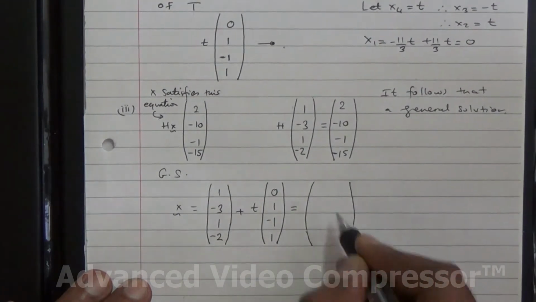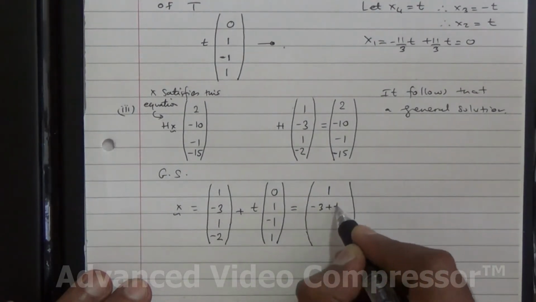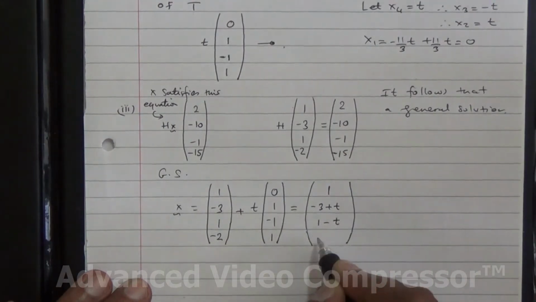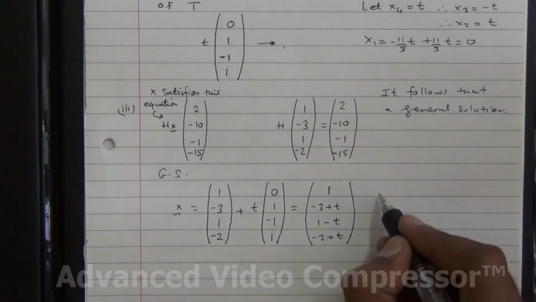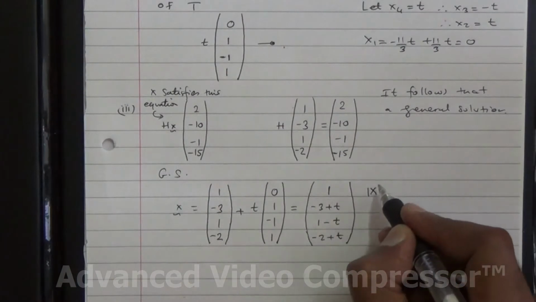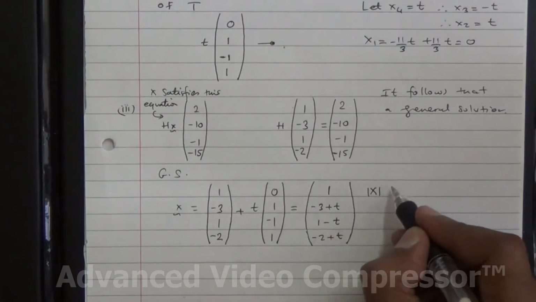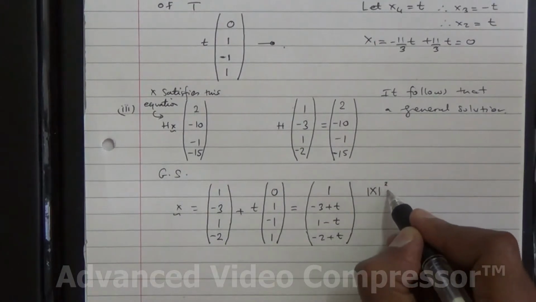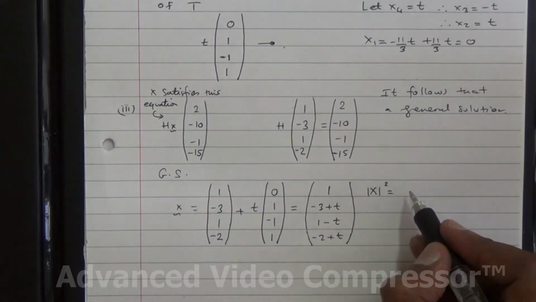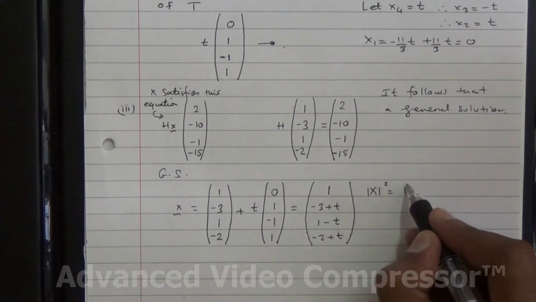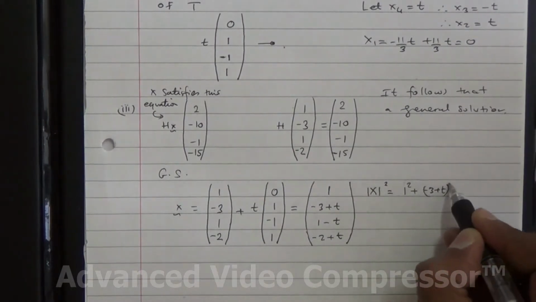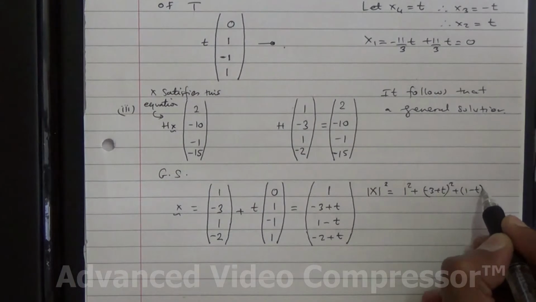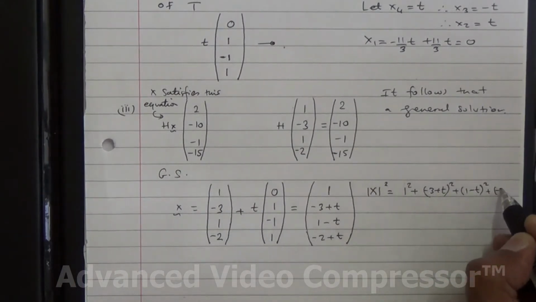You have 1, minus 3 plus t, 1 minus t, and minus 2 plus t. And of course what we're looking for is the modulus of x. Okay, and therefore what's the modulus of x? We can build up an equation here. The modulus squared is going to be equal to 1 squared plus (minus 3 plus t) squared plus (1 minus t) squared plus (minus 2 plus t) squared.